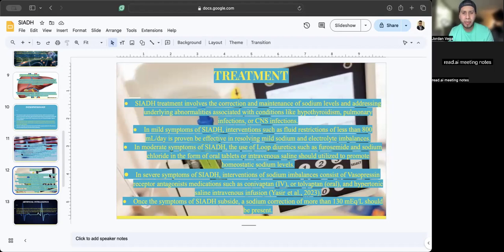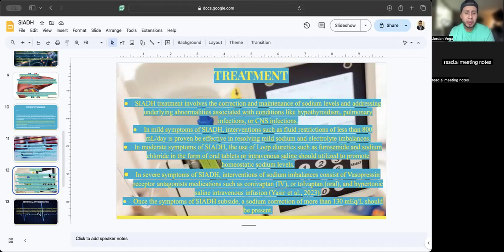they may need loop diuretics such as furosemide, sodium chloride in the form of tablets, or even IV saline to promote homeostatic sodium levels.